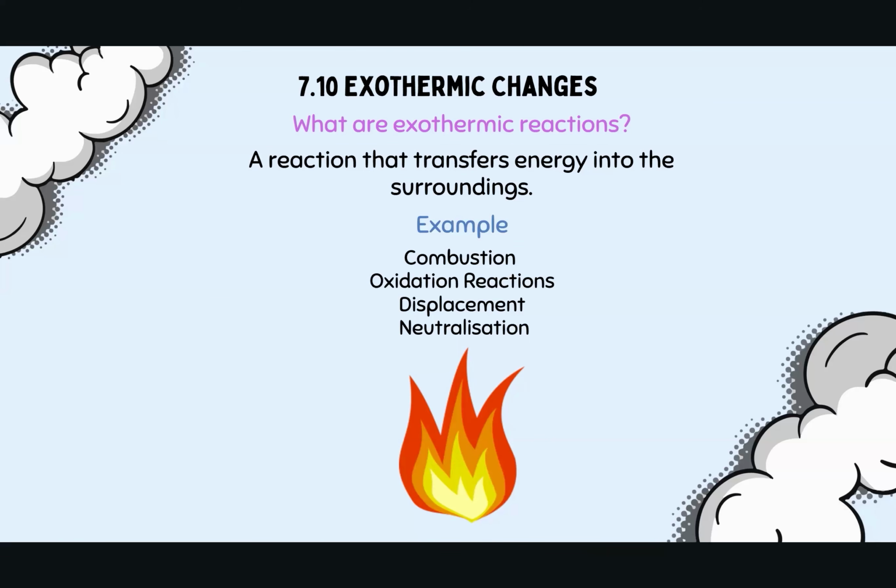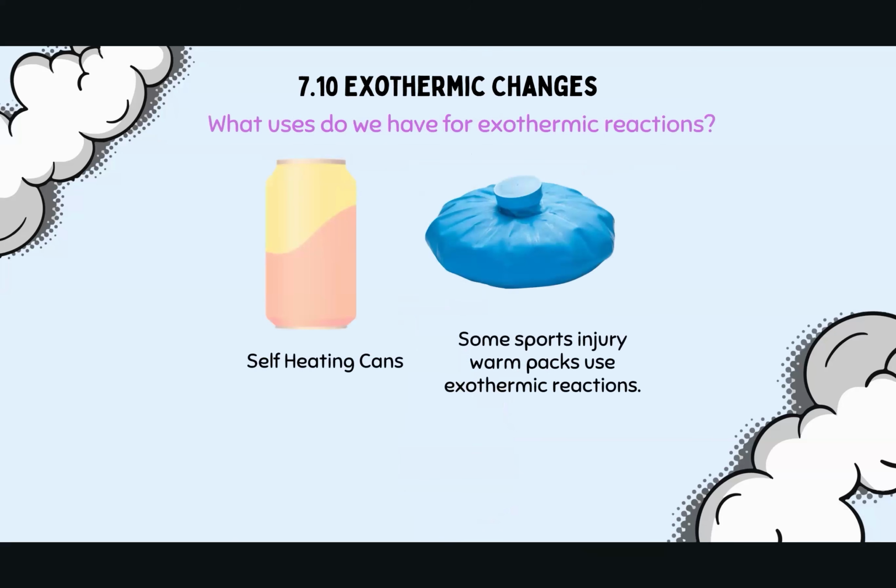So an exothermic reaction is a reaction that transfers energy into the surroundings. So knowing examples of it can come up as a 1 mark question. So it's important to know combustion, oxidation reactions, displacement, neutralization. So what can we use? What uses do we have for exothermic reactions?